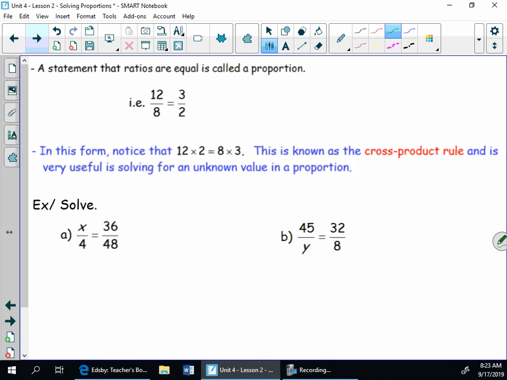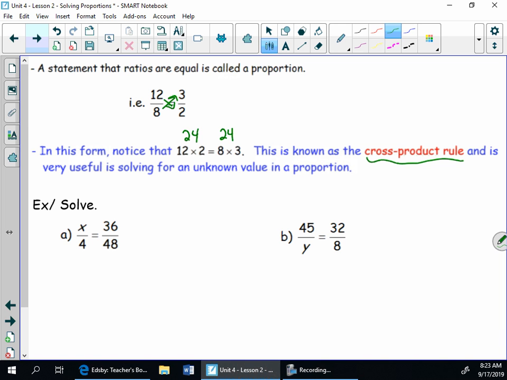So the fact that things are equal but different, we call that a proportion, is a really powerful idea. If you notice, 12 times 2 makes 24, and so does 8 times 3. And that's always true, no matter what, if you have a proportion, 2 fractions that are equal but different. We call this the cross product rule. What that does, it allows us to solve a problem without actually having to figure out the factor between them.